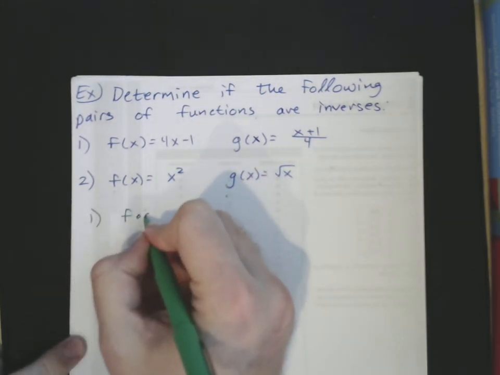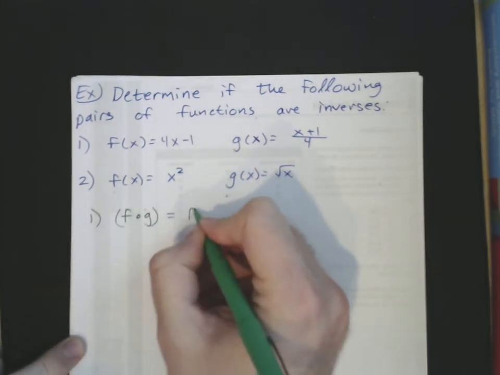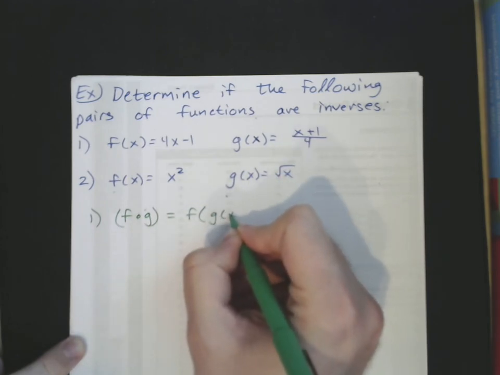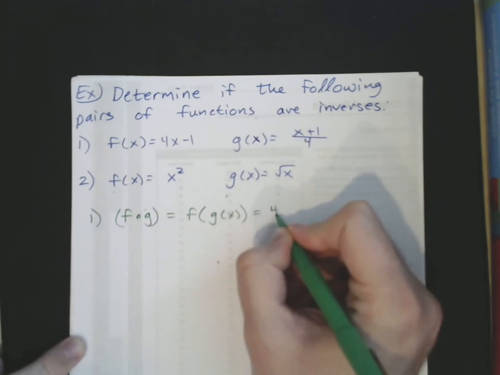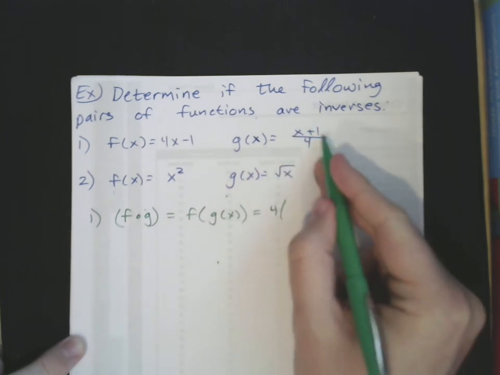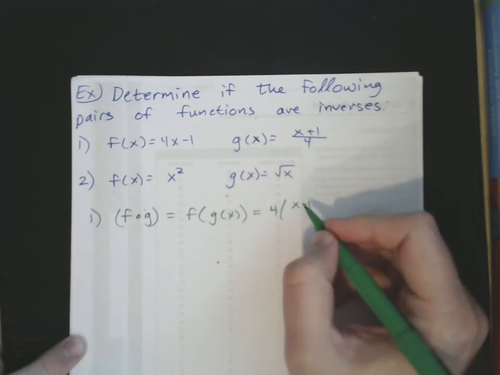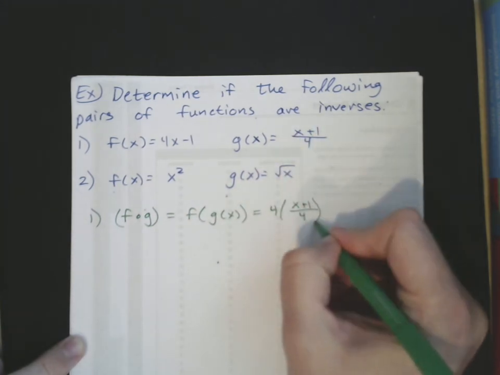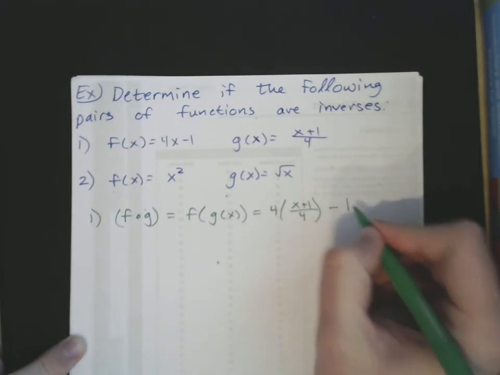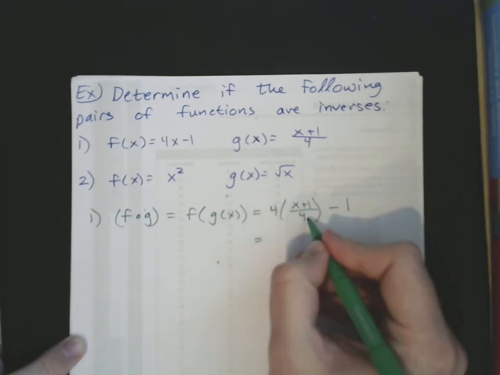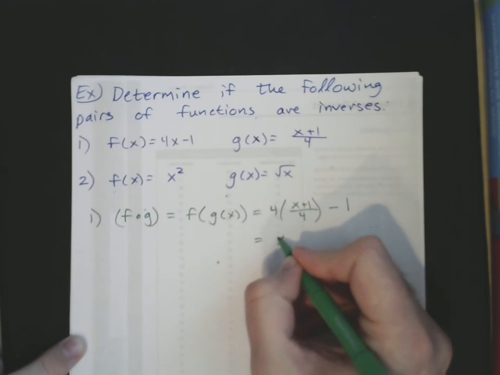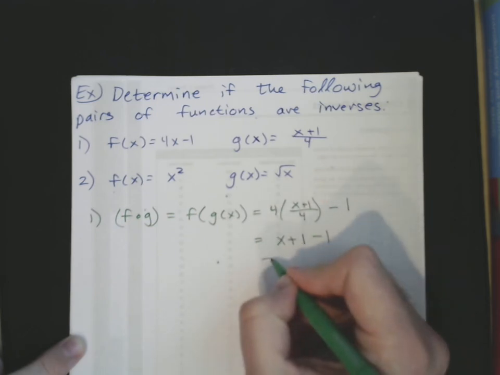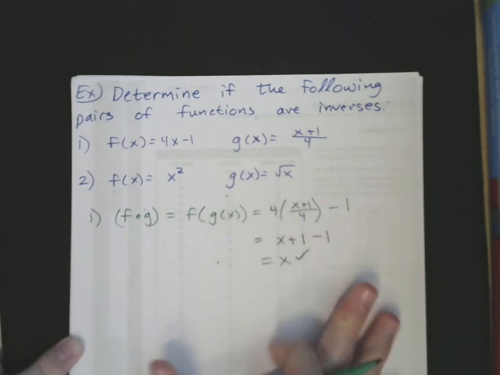So f circle g is f of g of x, which is 4 times, replace x with everything of g, (x plus 1) over 4, minus 1. 4 times 1/4 will cancel, x plus 1 minus 1, that equals x. Okay, we're only halfway there though.